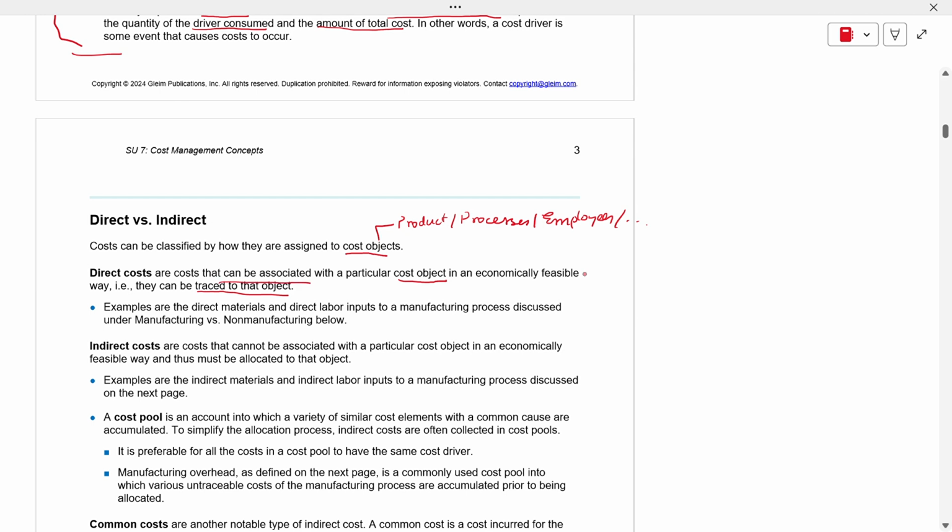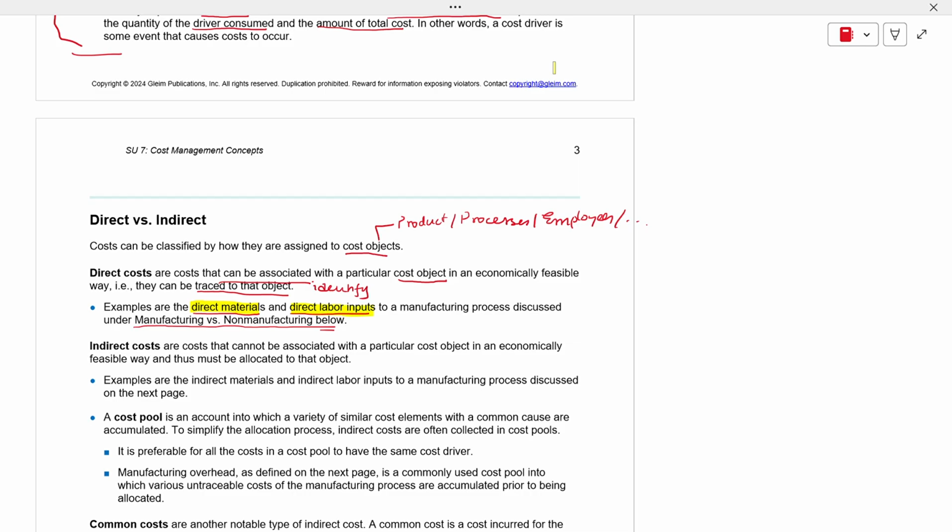Traced means we can identify, we can measure, we see this is the direct cost. What is the direct cost they are talking about? Direct materials are a direct cost. Labor inputs are a direct cost. The manufacturing process is discussed under manufacturing and non-manufacturing; we'll cover this. But what is the direct cost? Direct cost is with respect to the direct materials and direct labor inputs.